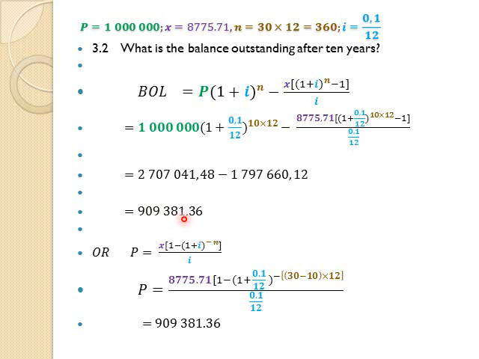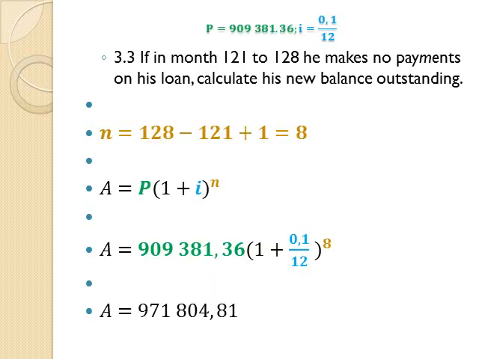Interesting. Right, or as I said, using present value, P equals X times (1 minus (1 plus I) to the negative N) over I, X being 8775.71, 1 minus (1 plus 0.1 over 12) to the negative 30 years minus 10 years, which would give me 20 years times 12, which gives me negative 240, over 0.1 over 12. Punch in the calculator. I also get 909,381.36. Right? Now let's do the next question.